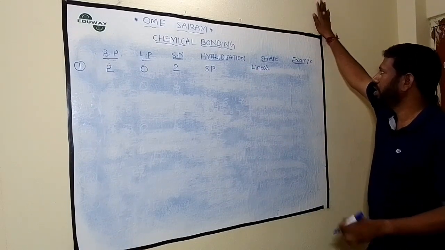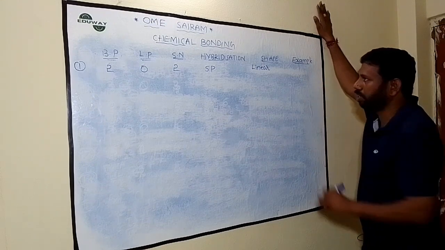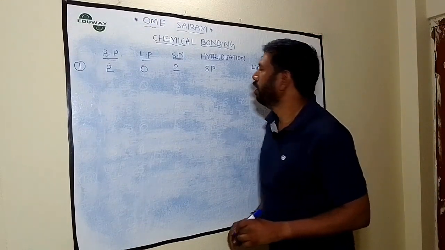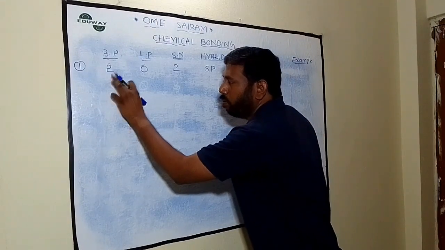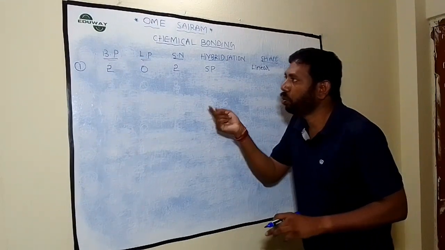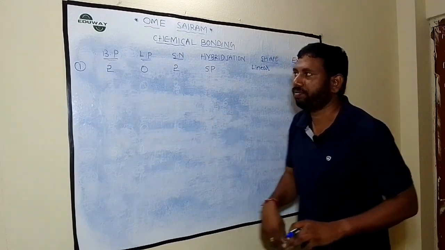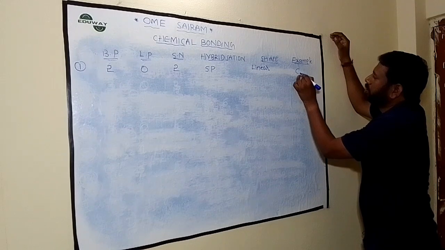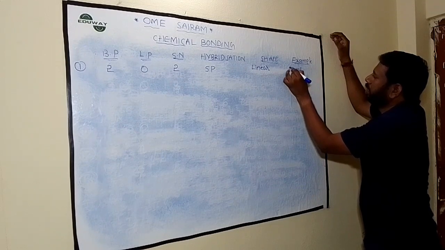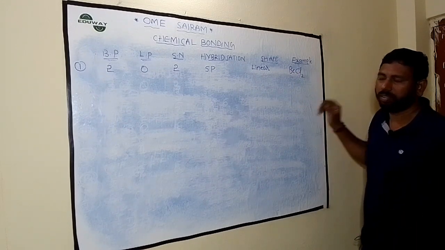And example, how can I take an example in an easy way? There is a small trick. How many bond pairs are there? There are 2 bond pairs. That means 2 atoms are attached to the central atom. Take 2 chlorine atoms attached to the central atom, beryllium.